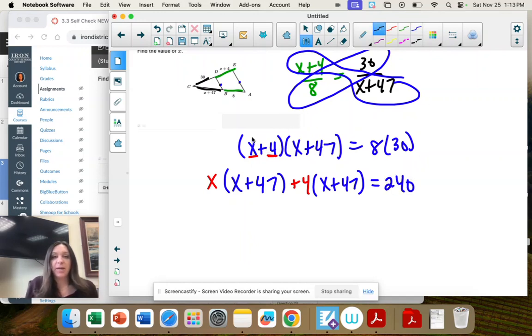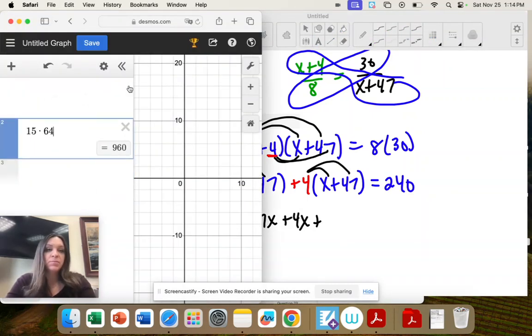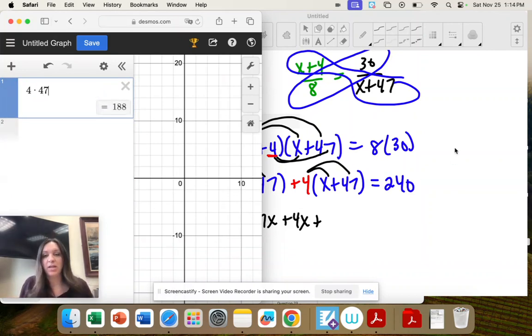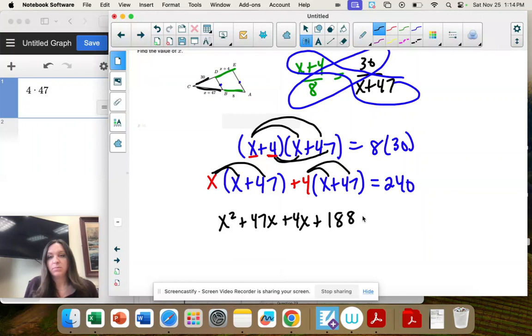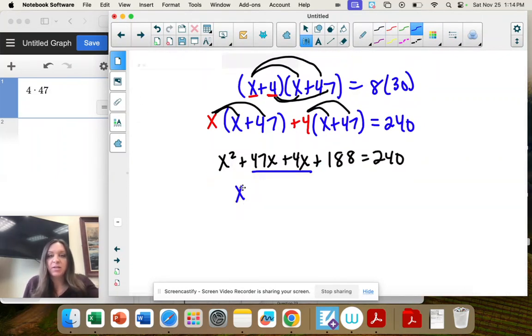So what happens here is we get x times x, which is x squared, x times 47. So see, sometimes we do it this way too. So if you don't want to write it out, it's this, plus 4x, and then plus 4 times 47, which is 188. Then our middle two combine, so 47 plus 4 is 51.